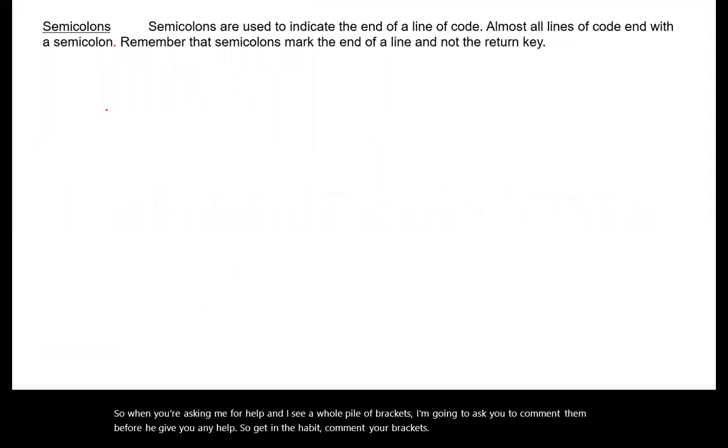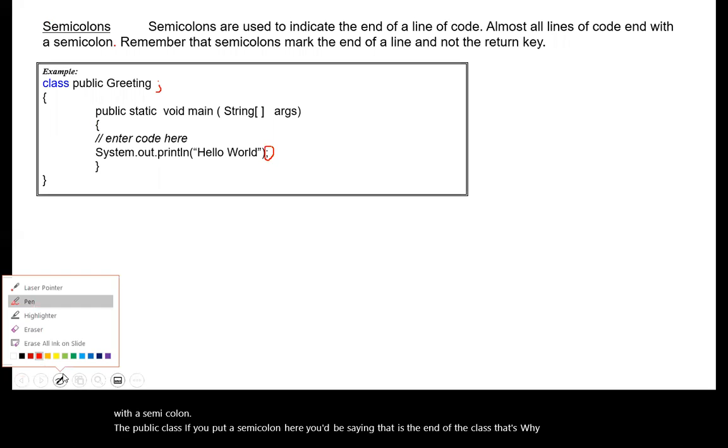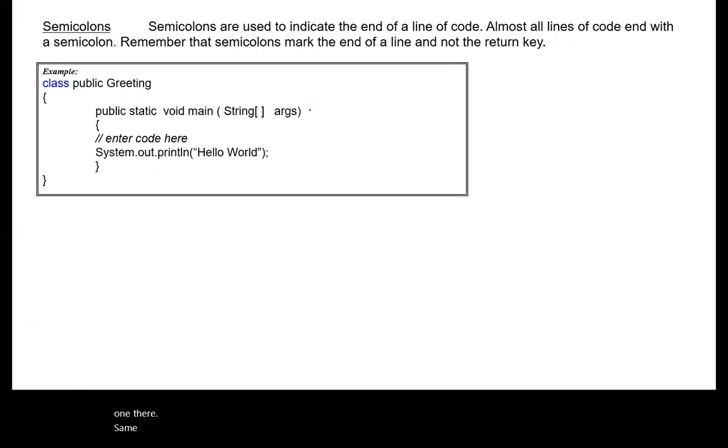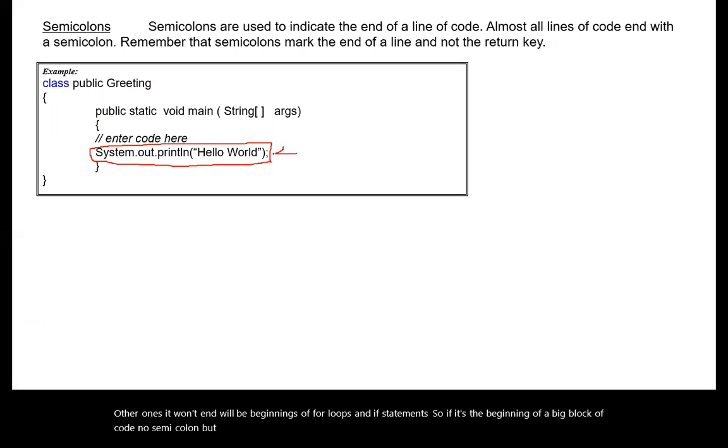A semicolon is used to mark the end of a line of code. So let's see, this is really our only line of code, and it's marked with a semicolon. The public class, if you put a semicolon here, you'd be saying that is the end of the class. That's why you don't see one there. Same thing, there is no semicolon here, otherwise the main line would end right there. So it just ends every other line of code. Other ones it won't end will be beginnings of for loops and if statements. So if it's the beginning of a big block of code, no semicolon, but individual codes definitely end with a semicolon.